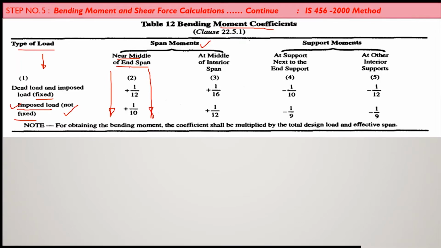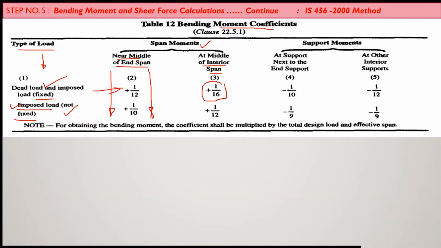So when you are talking about the end span, in the case of a building, dead load and imposed load are both fixed. Then when you are going to calculate maximum bending moment near the middle of end span, you have to take coefficient 1/12. And for the interior span or intermediate span, when you have to calculate bending moment at the middle of the interior span, you have to use this coefficient.